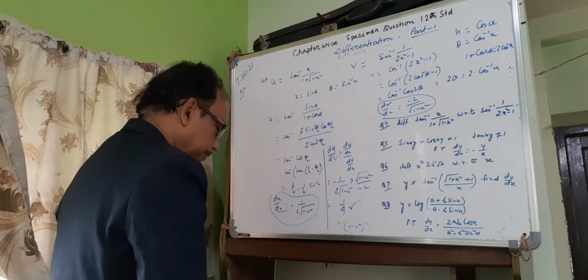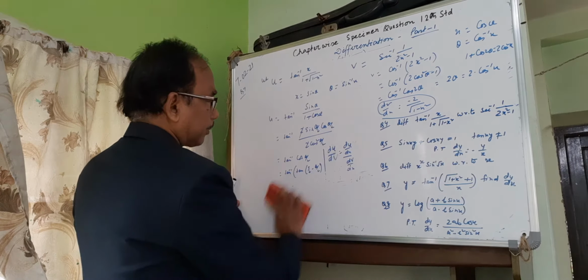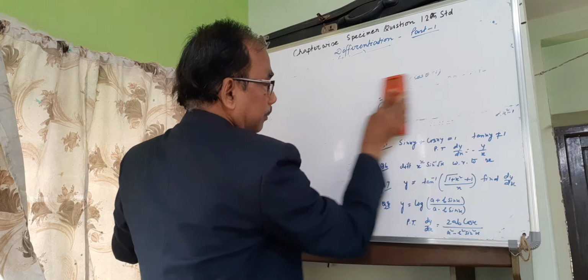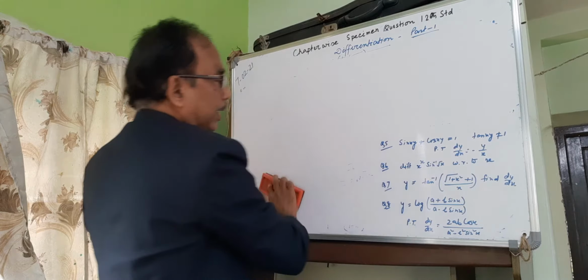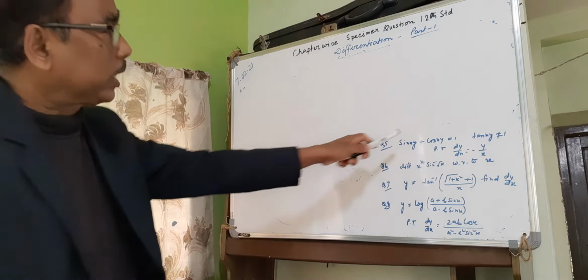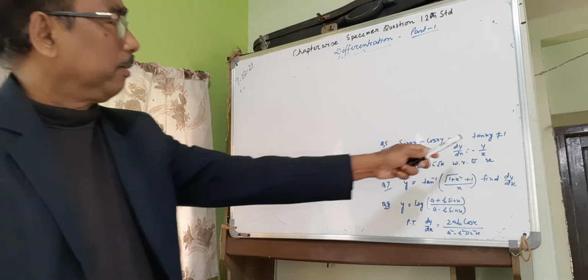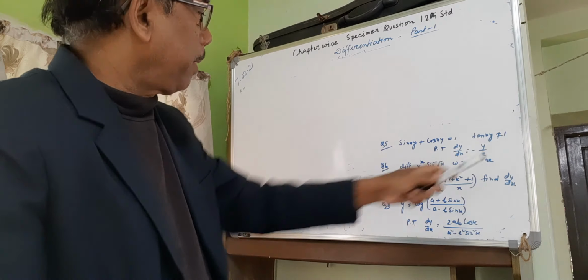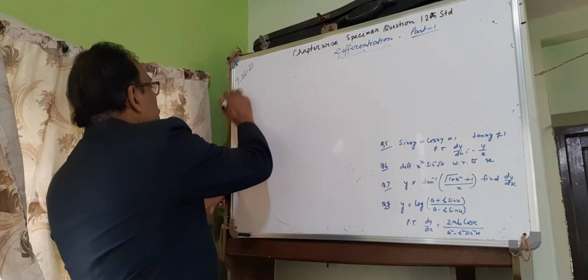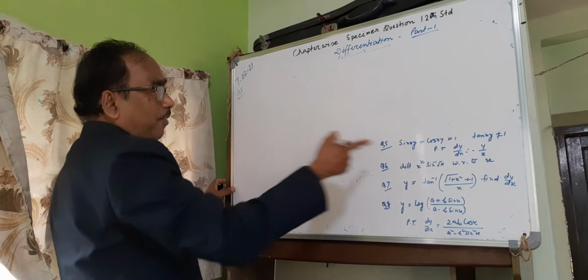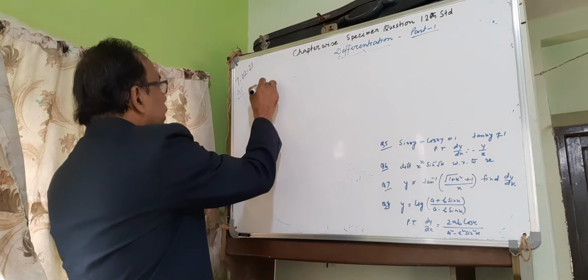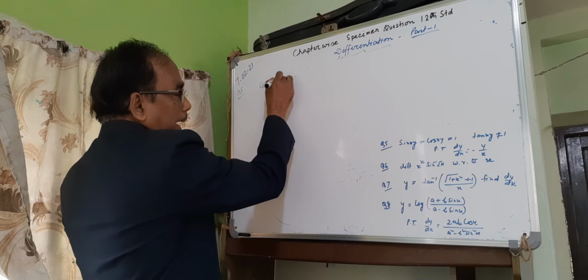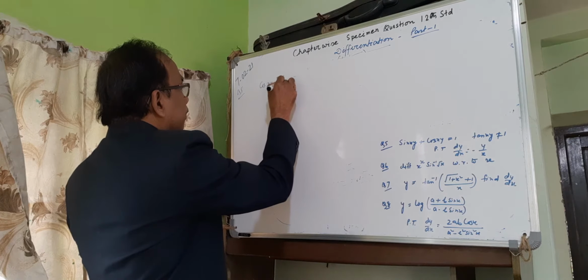Next, question number 5. Sin xy plus cos xy equals 1. Tan xy is not equal to 1. Prove that dy by dx value is this. Question number 5. Differentiating with respect to x, sin xy derivative is cos xy, and d by dx of xy.